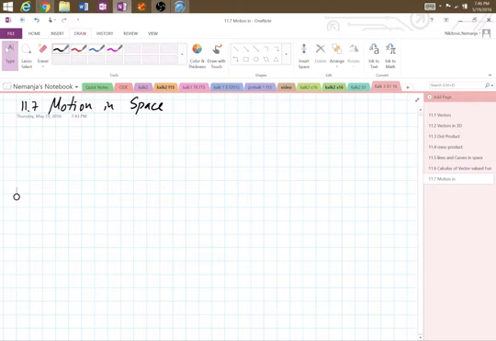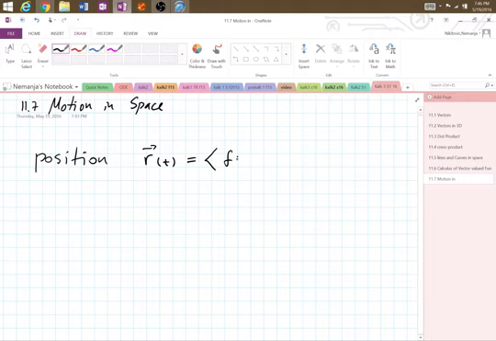We are going to define position as our vector-valued function r of t, which had parametrization f of t, g of t, and h of t.